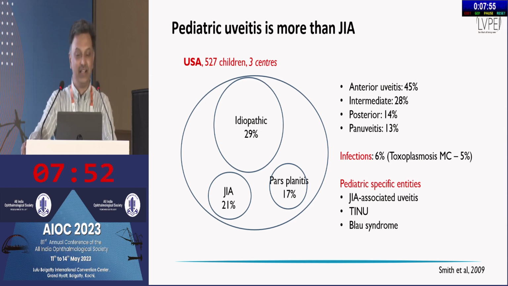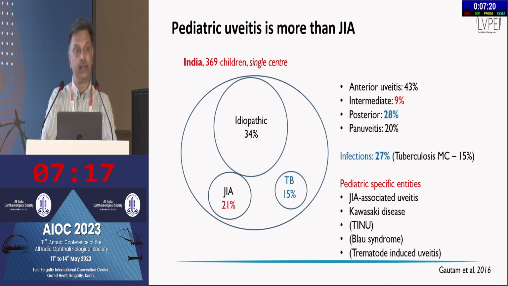So this shows that JIA accounts for roughly 1/5 of all pediatric uveitis patients. There's a big chunk of idiopathic, and there are all those other things that are also happening in adults. They happen in kids as well. In this series, infections accounted for just 6% of the total number of uveitis, and toxoplasma appeared to be the most common. Of course, there are pediatric specific uveitis entities such as TINU and Blau syndrome.